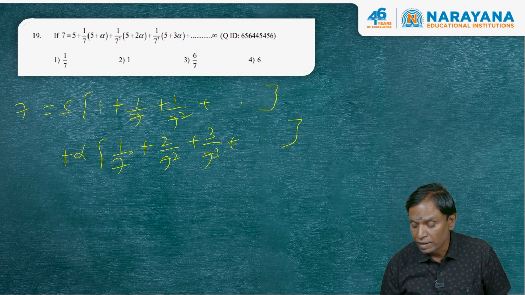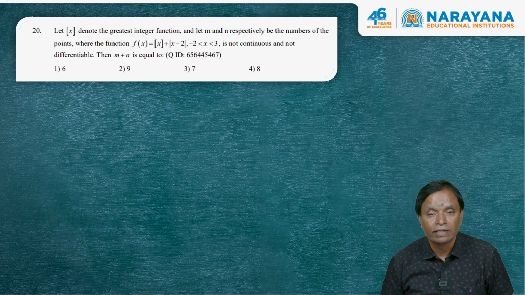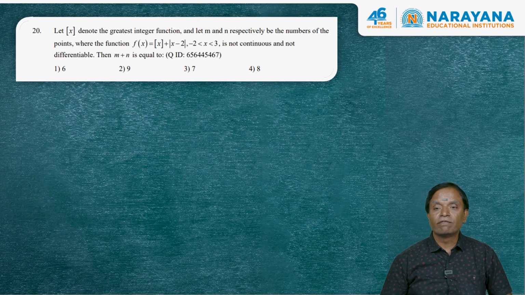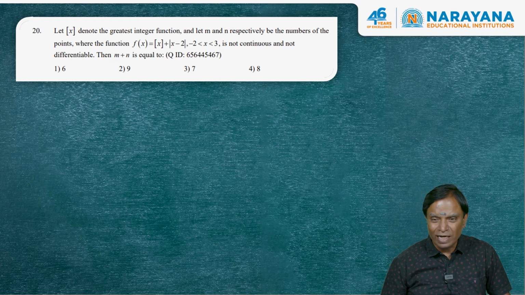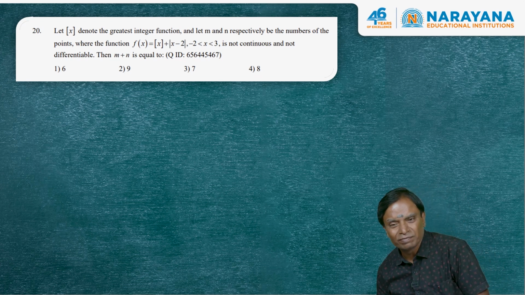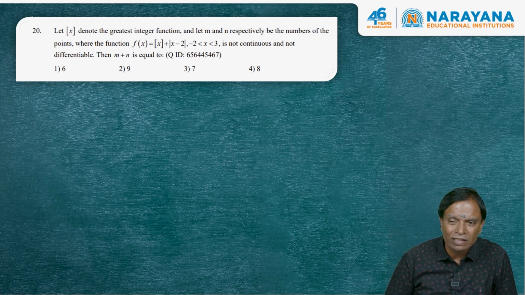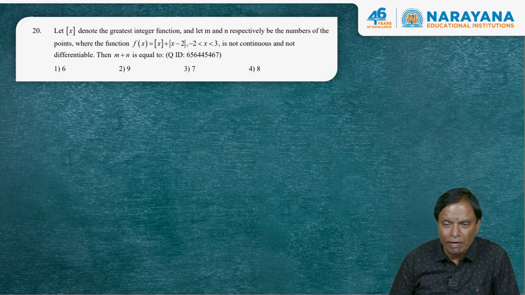Apply the formula and get the sum, and your alpha will be 6. Let [x] denote the greatest integer function, m and n respectively. Okay, the step function is actually a very big function. If you want to write the step, the expansion of step is very big. It is the compressed form of a very big function.